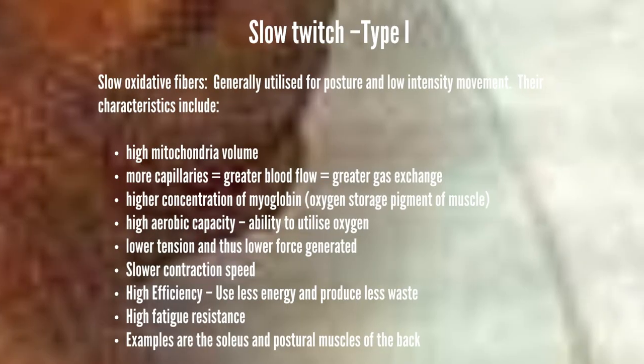So what can we say about slow twitch fibres? Quite a few things here. We'll just pick out the key ones. They're also known as slow oxidative, as I said before, meaning that they use the oxidative system. They're usually used for posture and low intensity movement. Some things we can say about them is they have high mitochondria. They have more blood vessels or capillaries than fast twitch fibres, meaning that they have a lot more blood flowing through them. Of course that blood is there for the ongoing delivery of fuel, the ongoing delivery of oxygen, and the ongoing removal of carbon dioxide. They also have more myoglobin, as I mentioned before. They use the aerobic system, therefore have a high aerobic capacity.